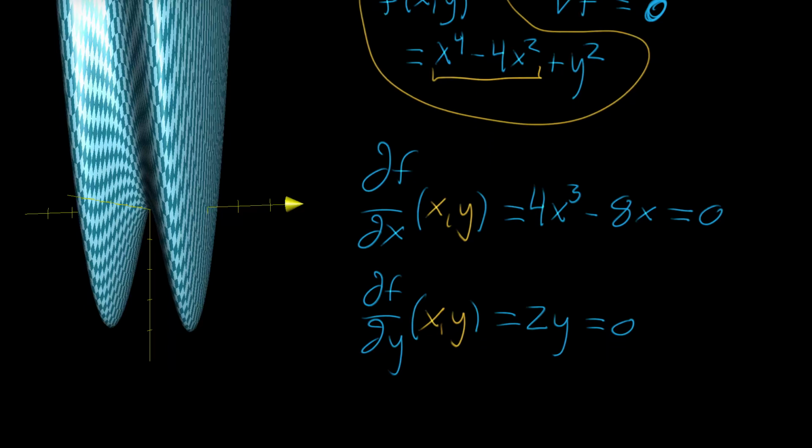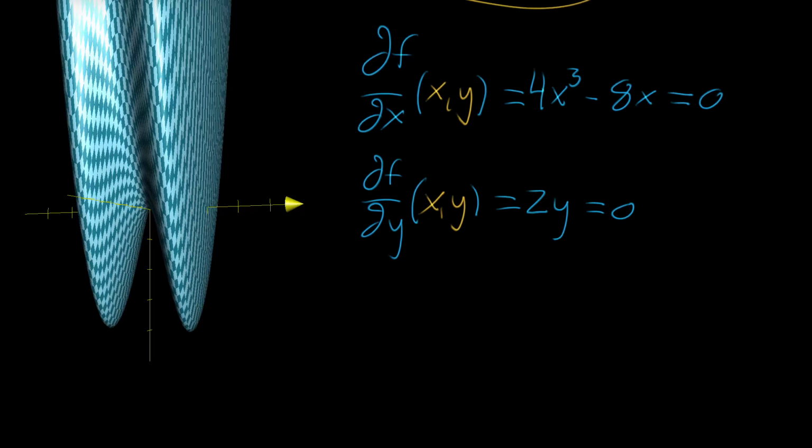So if we actually solve this system, this equation here, that 2y equals 0, just gives us the fact that y has to equal 0. So that's nice enough, right? And then the second equation, that 4x cubed minus 8x equals 0, let's go ahead and rewrite that, where I'm going to factor out one of the x's and factor out a 4. So this is 4x multiplied by x squared minus 2 has to equal 0.